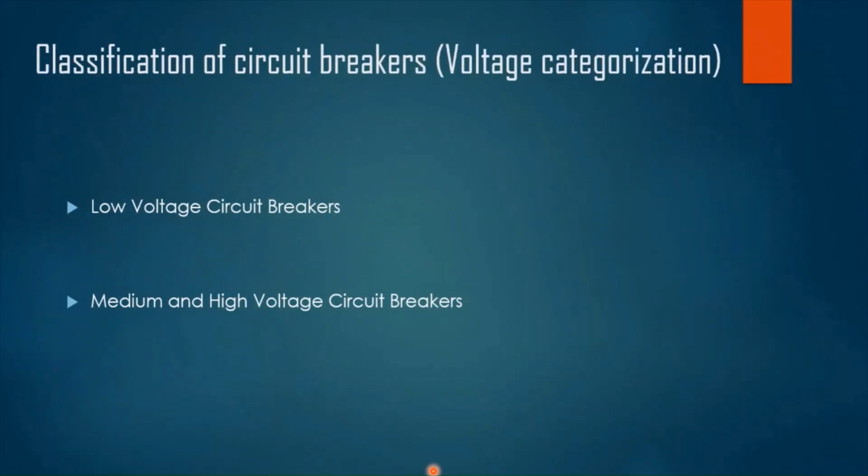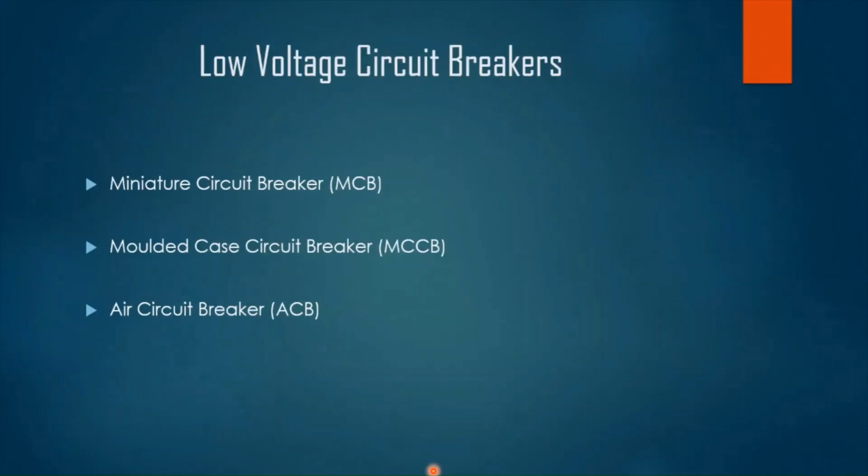Circuit breakers can be classified on different bases, including their rated voltage. Accordingly, we have the low voltage circuit breakers category, which is what we are going to emphasize in this session, and also the medium and high voltage category. So what are the types of circuit breakers that are used in low voltage systems? Well, there are three types: miniature circuit breaker or MCB, molded case circuit breaker or MCCB, and air circuit breaker or ACB.